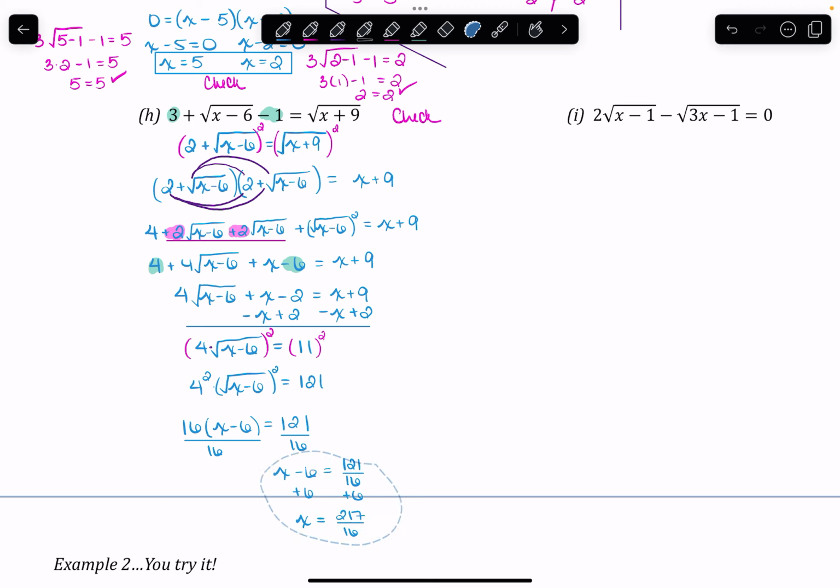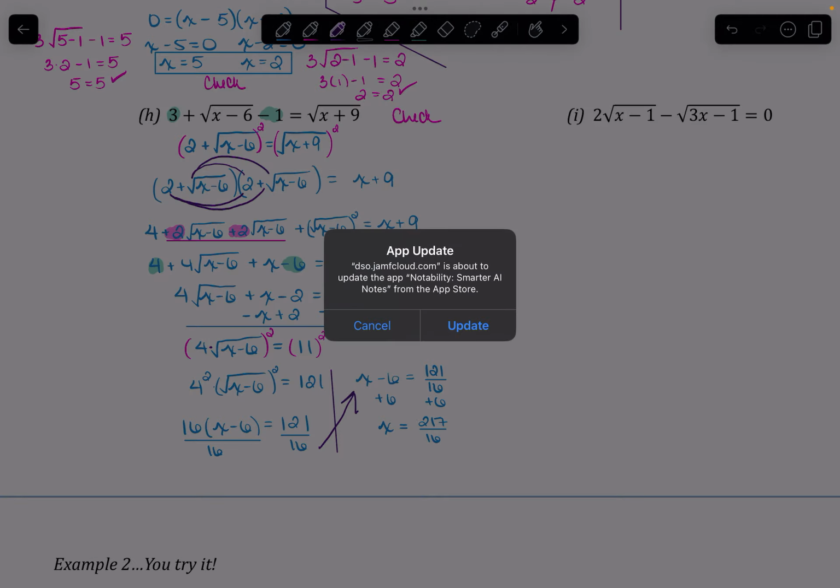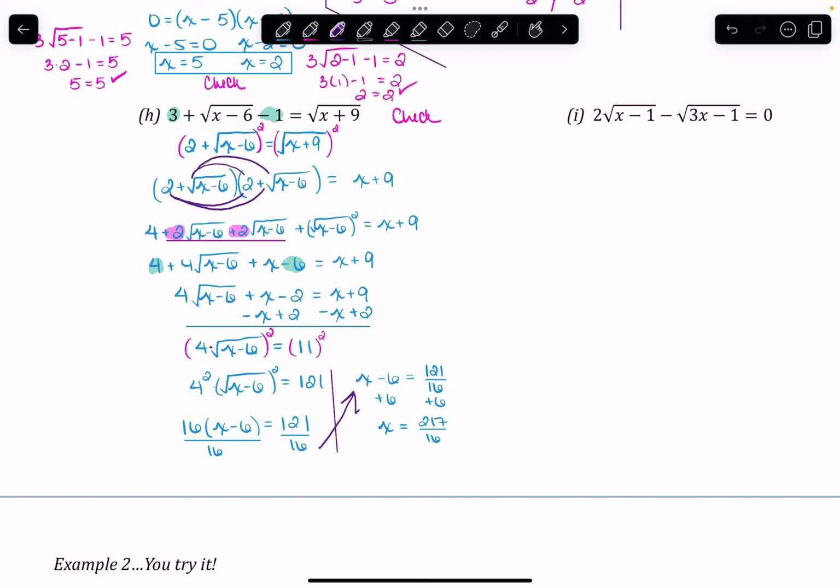I'm going to copy this over here. Sorry, I'm trying to make it neat for you in case you need to look back at it, and then we went up there. Oh, that's fun. I don't want you to update right now, but thank you.